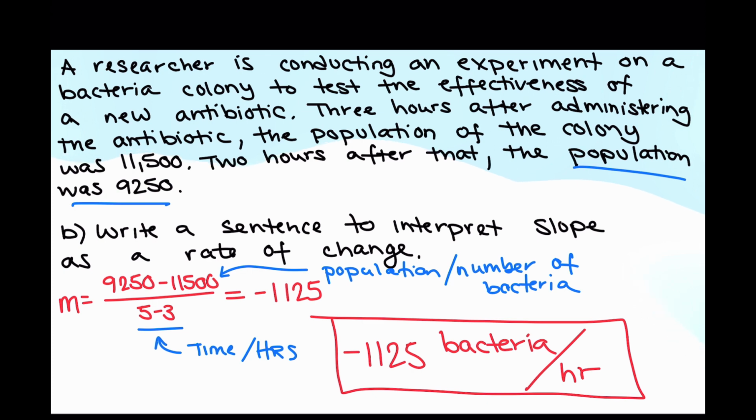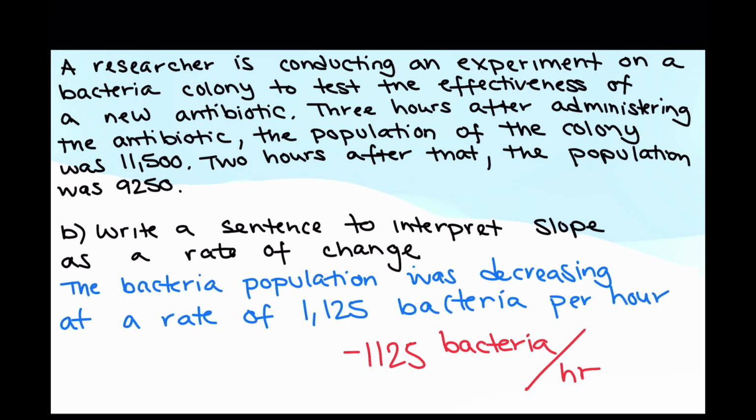And so what this slope is telling me is by what rate this bacteria is decreasing per hour. The negative means decreasing. So I'm going to describe my slope as: the bacteria population was decreasing at a rate of 1,125 bacteria per hour. So again, slope gives us a measure of rate of change. In this case, we're working with a population, so it describes how the population is changing with time.